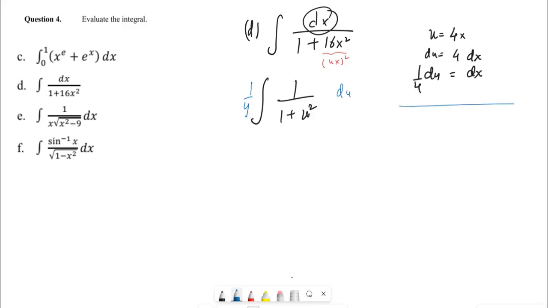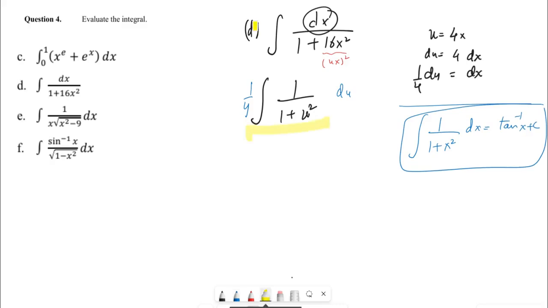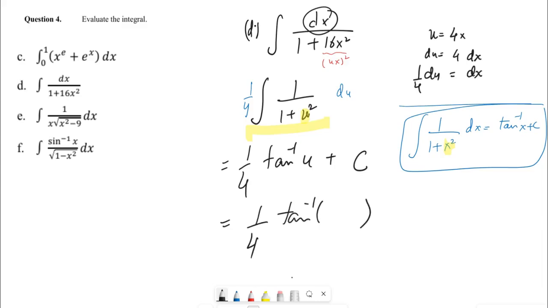Now if you guys remember our formula, 1 by 1 plus x squared dx is tangent inverse x plus c. That is the integral formula. This looks similar, but it just has u in place of x. So therefore this is 1 by 4 tangent inverse of u plus c. What is u here? 4x. Plus c.